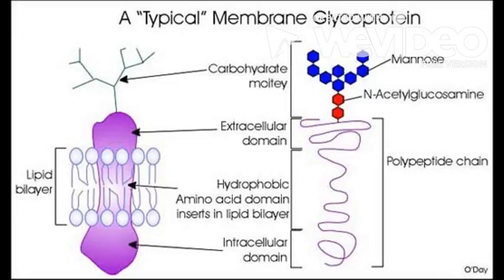Glycoprotein is a protein that has sugar attached to it. It is always found outside of the plasma membrane with the sugar facing out.